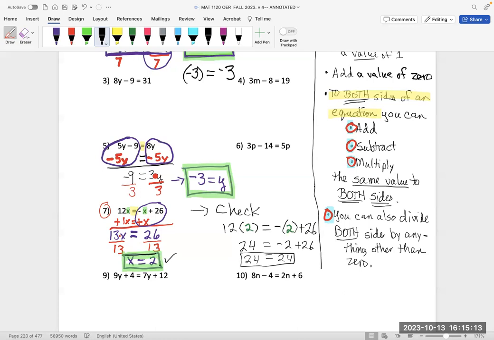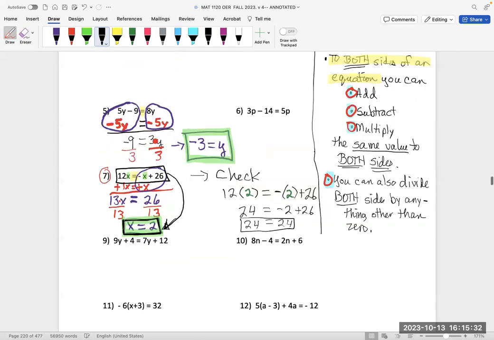So the solution to our original equation, 12x equals the opposite of x plus 26, is the value x equals 2.